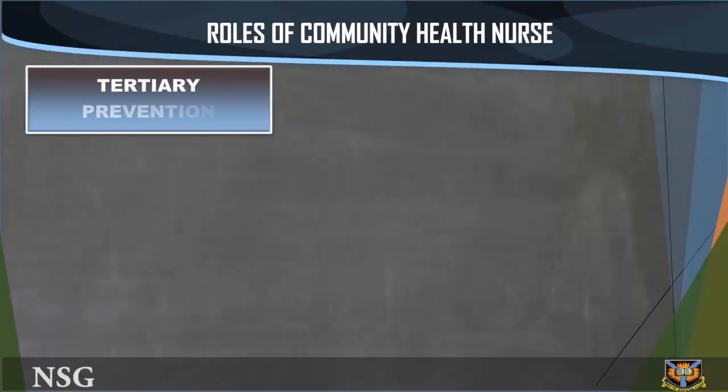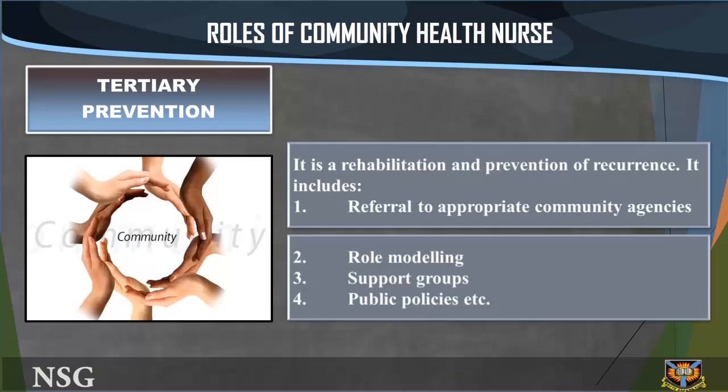3. Tertiary prevention. It is rehabilitation and prevention of recurrence. It includes referral to appropriate community agencies, role modeling, support groups, public policies, etc.